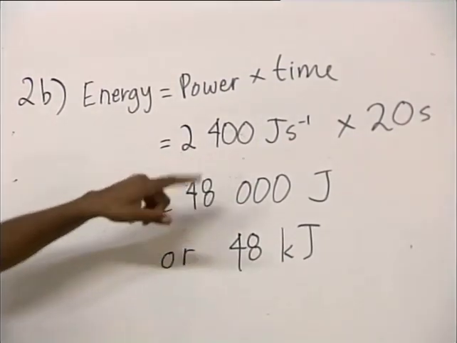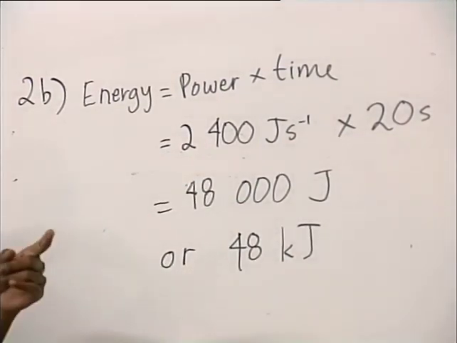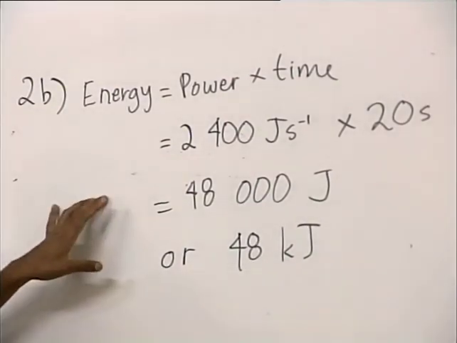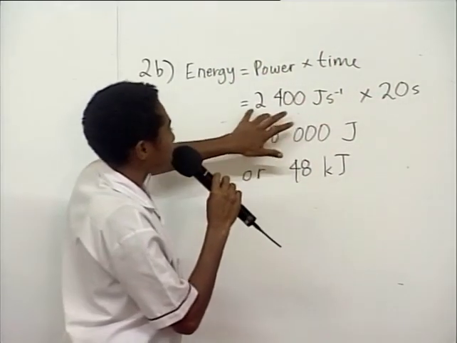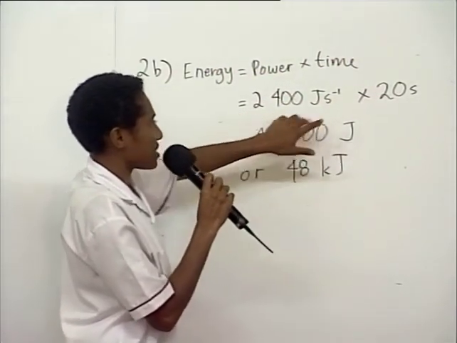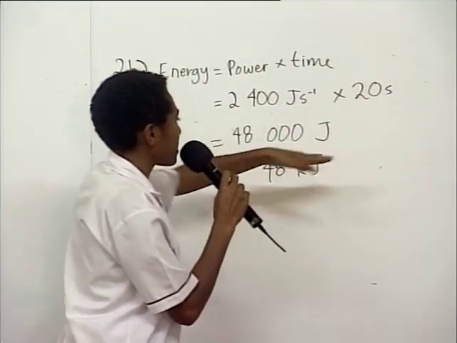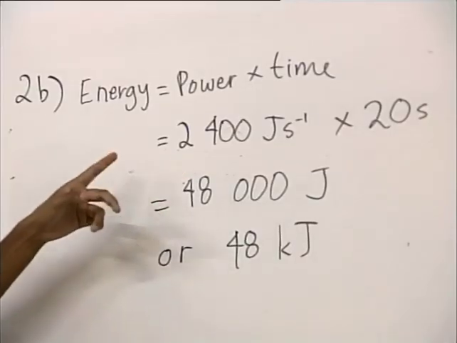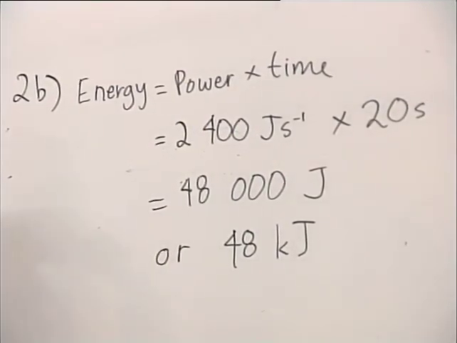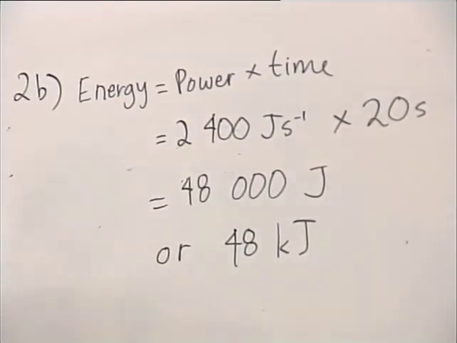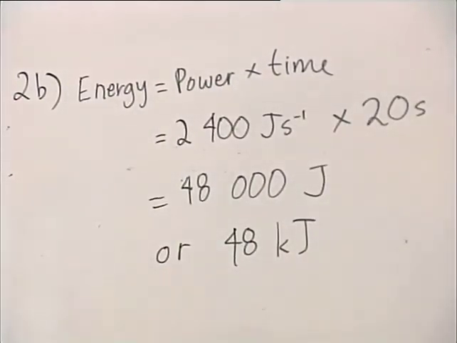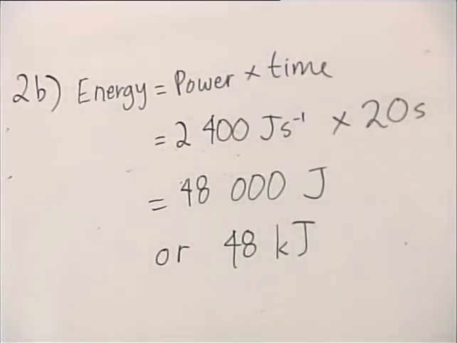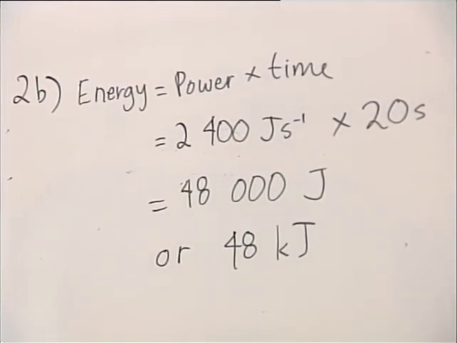Since we already got 2,400 as the power, and we were asked to find how much energy is used in 20 seconds, we simply multiply the power by the time. The power is joules per second, so in 1 second this is the amount of energy used, times 20 seconds. The seconds will cancel out and joules remain, and 20 times 2,400 will give us 48,000 joules, or 48 kilojoules. Okay, is that answer correct? Yes. Right, the answer is 48,000 joules or 48 kilojoules. All right, the last question, Jos.